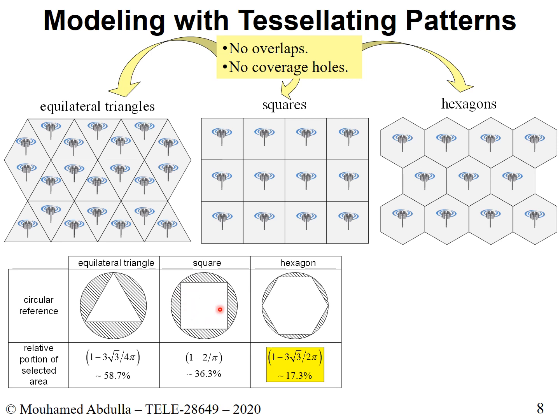Right, so if you use a hexagon, well, now just visually it looks more like a circular cell. It is not a circular cell, but it looks closer to a circular cell. And the grayed out area is only 17%. So you're only missing 17% of the circle, and so if you simply compare them, certainly this one is the winner, right? It is closer to a circle, so it's closer to real life, and in addition to that, it has no overlaps and no coverage holes.